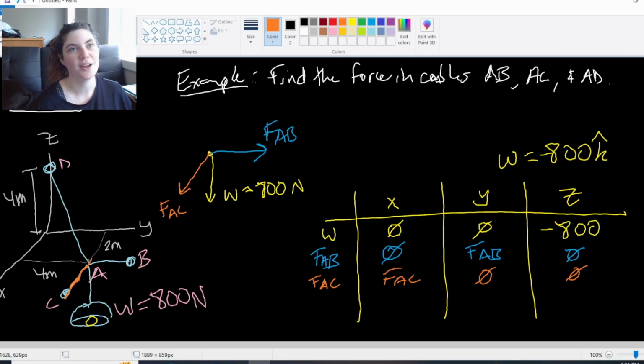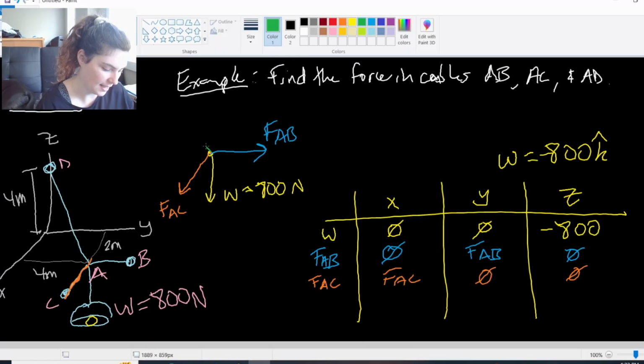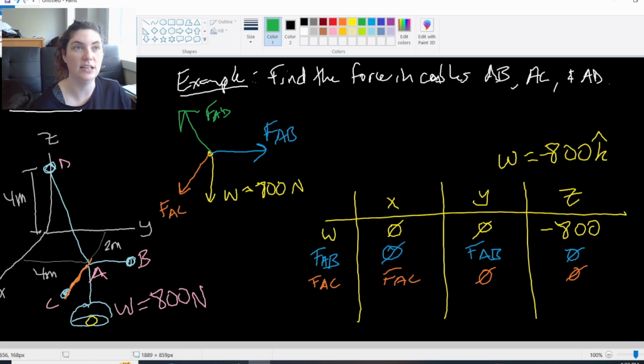But then it seems so easy, right? It seems so easy so far. Everything is in its own coordinate direction. Everybody's in their own lane. And then we get this pesky FAD. And FAD up here has components in all three directions, right?